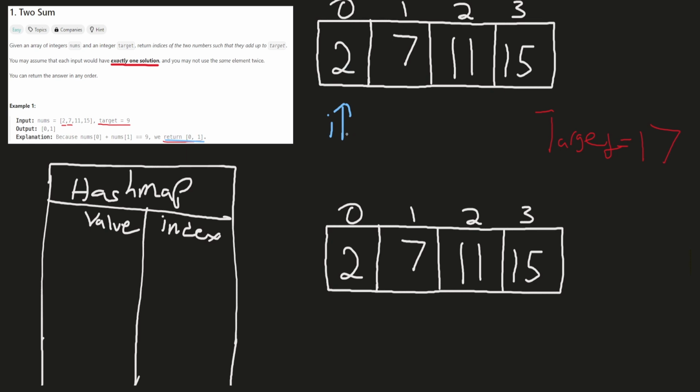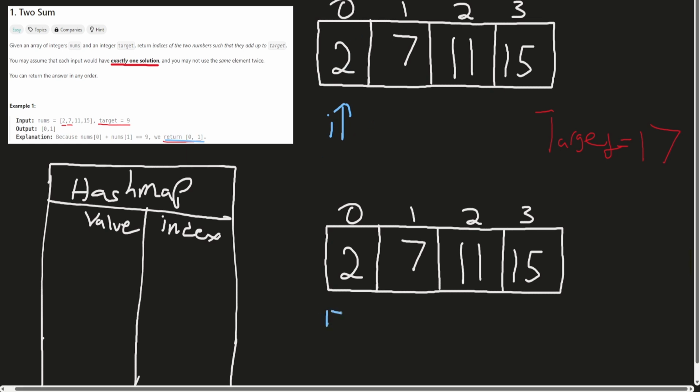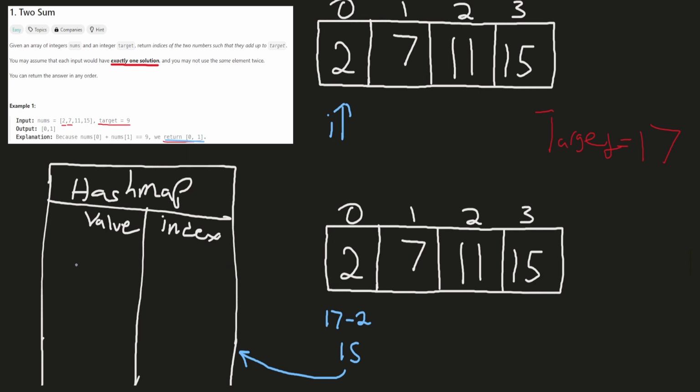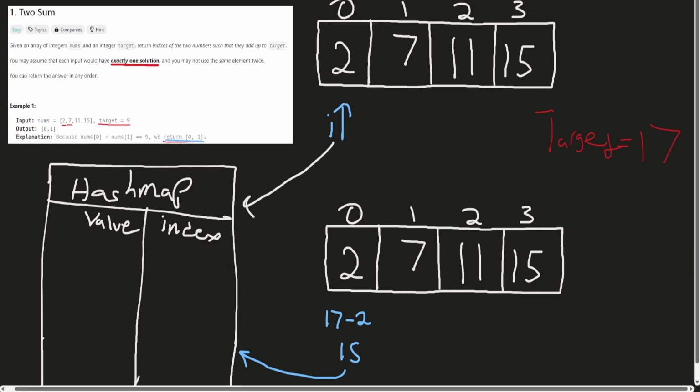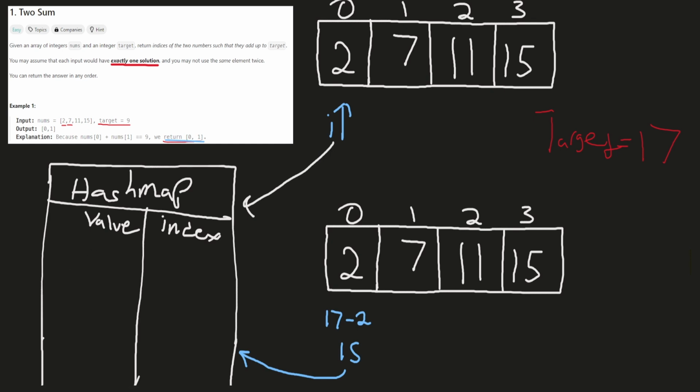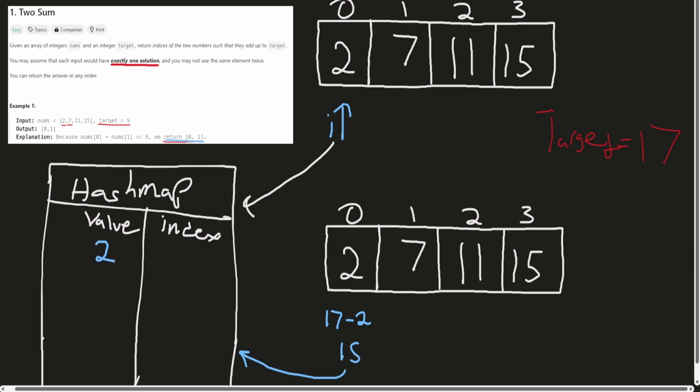So we start at i equals 0, move down here, we do the target minus the current variable we're on, and that is 15. So we first check if we have a 15 in our hash map. Oh, we're at the beginning, so there's nothing in our hash map. Nothing happens. We go to the next. But before we do that, we have to add this into the hash map. So what this means is we're going to add the value of 2, and we're going to add its index, 0.